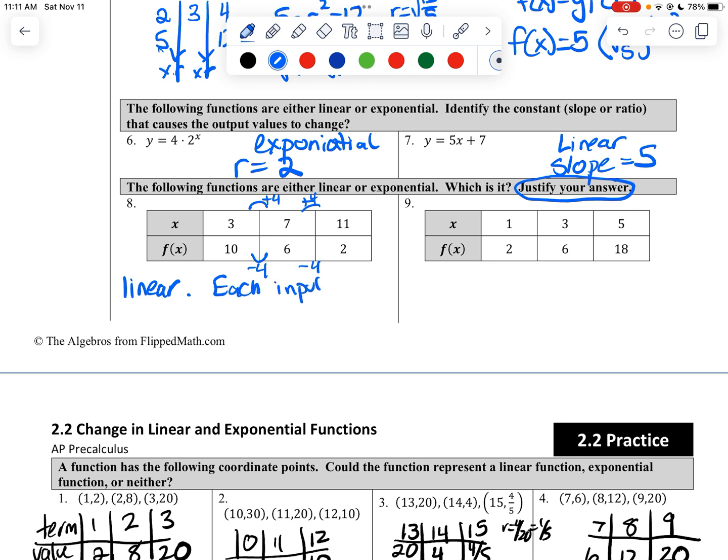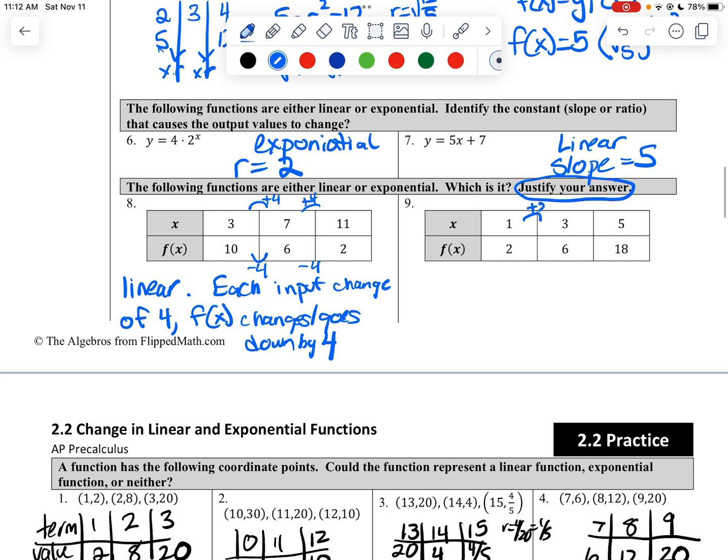input change, and let's describe it as much as possible, of 4, that f of x changes, goes down by 4. So I'm acknowledging that we have equal value inputs, and we're saying what that change is.